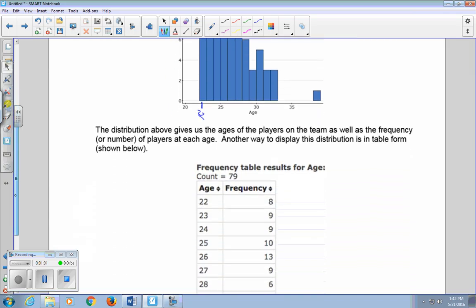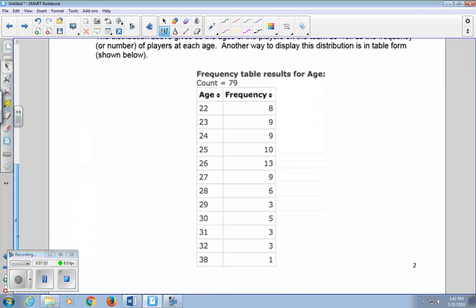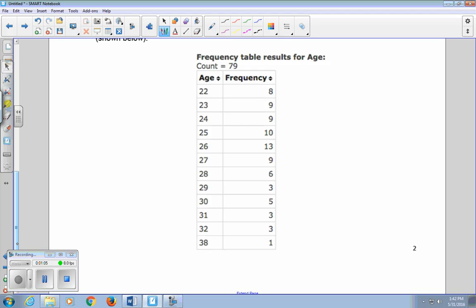We can see this in the frequency table: at age 22, we have 8 players. We can sum up this column, and if we added them all up, we would see that we actually had 79 players that we're looking at, and that's given to you up here where the count is equal to 79.